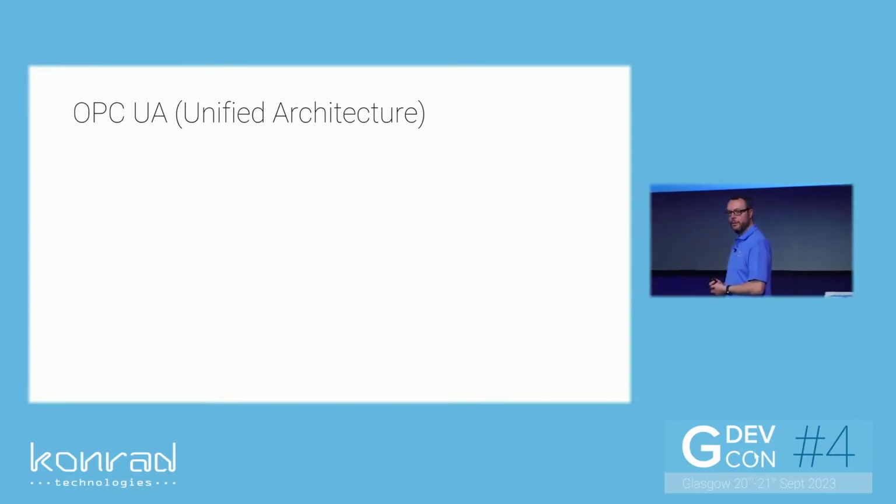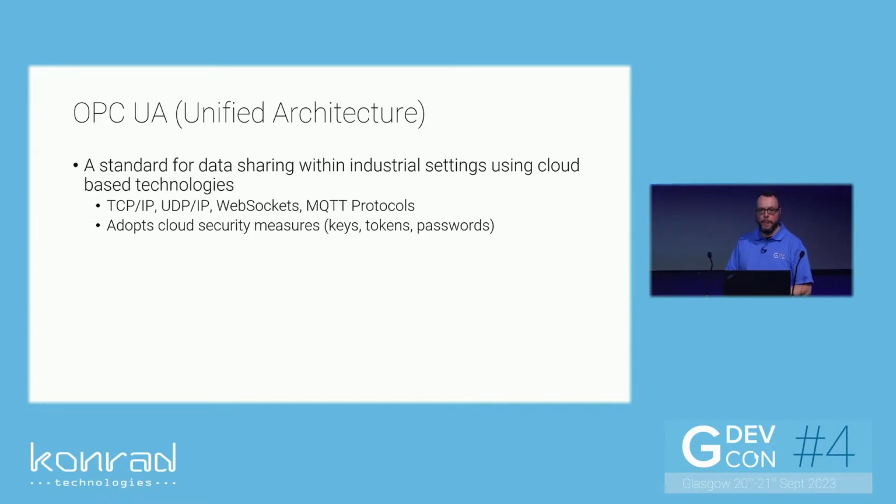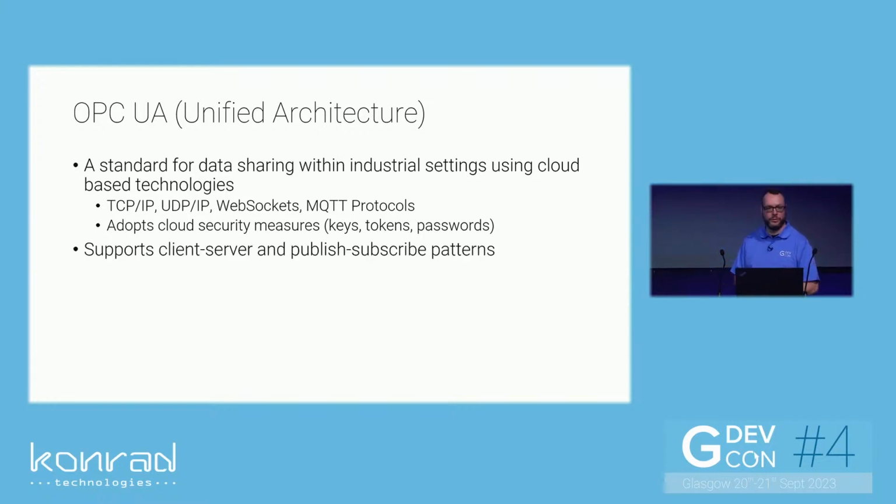OPC UA. This is the unified architecture for OPC. I have used this one as a client, or rather, a colleague of mine who's probably in this room right now did most of the work. So OPC UA is a standard for data sharing within industrial settings using cloud-based technologies. Again, this is from their site. So TCP/IP, WebSockets, MQTT. And it adopts an element of security measures as well, so you can put user accounts and passwords into the interfaces. And it works on a client-server publish-subscribe pattern. So you can register for information from a service, and instead of it just telling you every time, you just hear the change. So that's quite efficient.